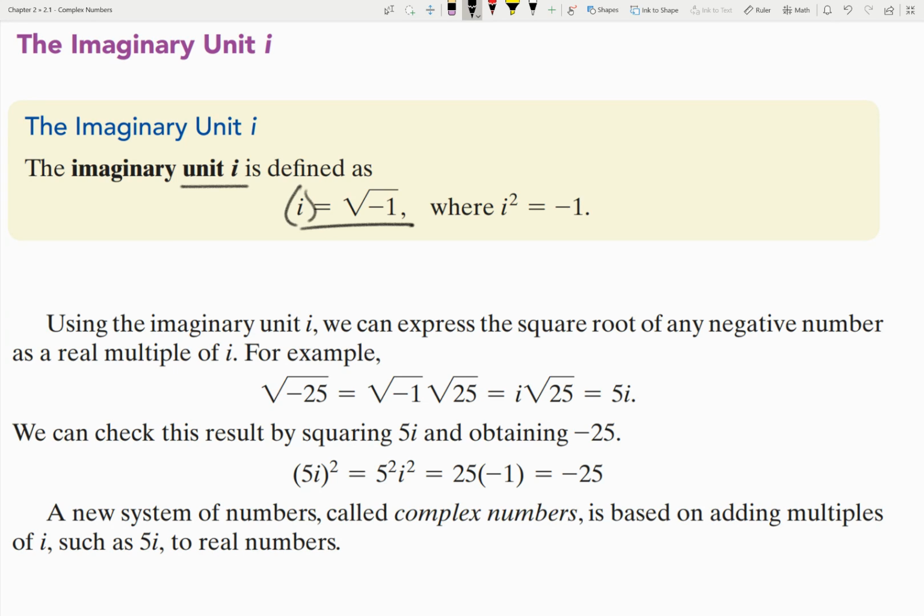By definition, i is equal to the square root of -1. Therefore, if we square both sides, the square root and the square cancel out, and i squared is -1.